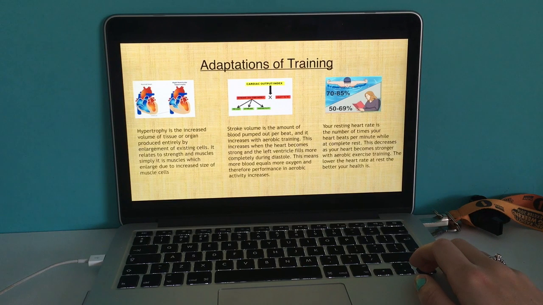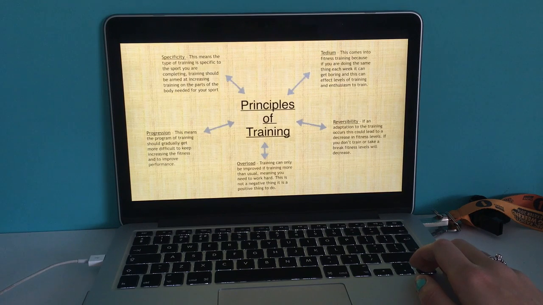Adaptations of training. Hypertrophy is the increased volume of tissue or organ produced by enlargement of existing cells. Stroke volume is the amount of blood pumped out per beat. When training, it will increase. Resting heart rate is the number of times it beats per minute when at rest. When exercising, your heart rate will increase. By training aerobically, this improves and makes it stronger and will decrease the heart rate. The lower the heart rate is, the better it is.